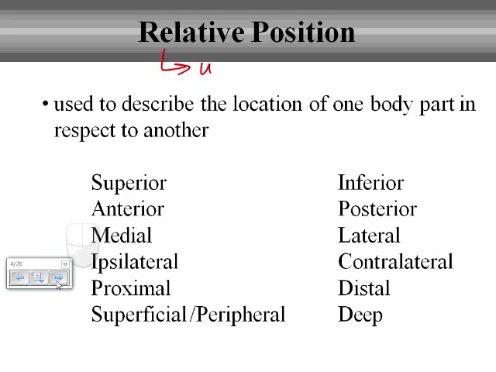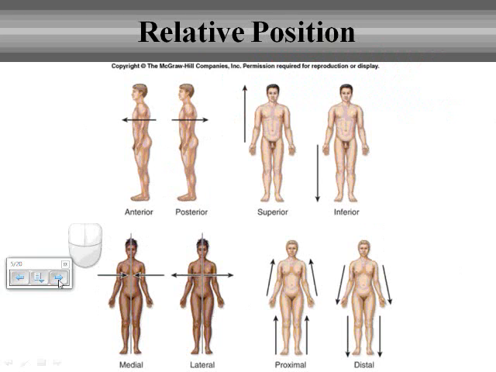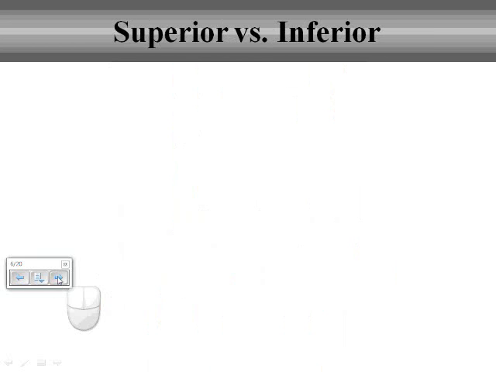So we're talking about where something is relative to anatomical position. You're assuming that everybody is using anatomical position as their base measurement, their base location, and then they're just referring to that specific position. So we've got superior and inferior, anterior, posterior, medial, lateral, etc., which we're going to talk about each one individually. This is a nice little diagram that shows a couple of those, to give you an idea in relation to the human body.